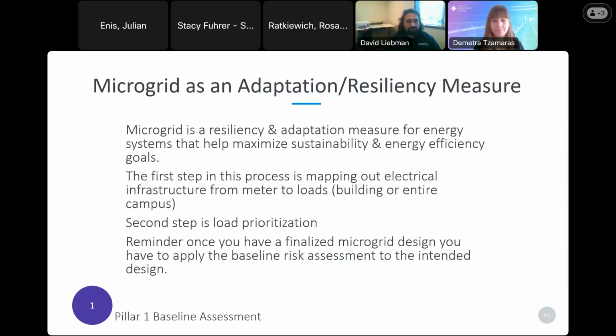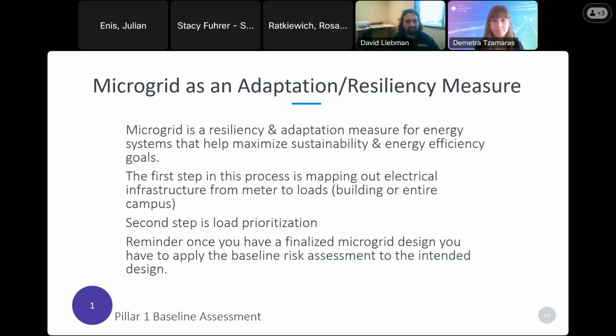So our microgrid journey really began as a resiliency and adaptation measure for our energy systems, but we really wanted to focus on maximizing our sustainability and energy efficiency goals. We wanted to acknowledge as a project team that one of the main drivers of our needs for adaptation and resiliency is the greenhouse gas emissions that we are producing. And so our number one goal with our microgrid is to reduce our greenhouse gas emissions, then resiliency, which has become more and more important, followed by cost savings.